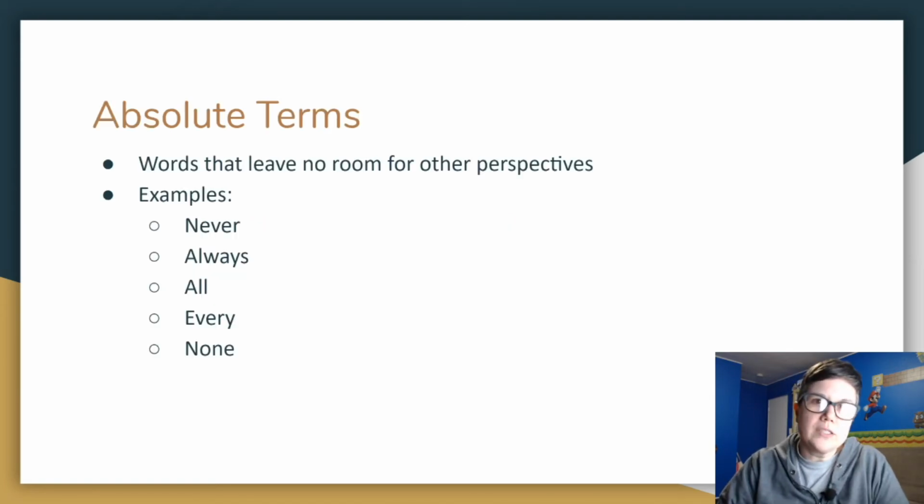After we talked about clauses, we were looking at absolute terminology. Remember, absolute terms are words that you want to try to avoid using. Words like never, always, all. They make it so that no other aspect of an argument can be true. And we don't live in a world where things are in absolutes, where something is always one way. There's always gray areas, or there's always exceptions to rules.